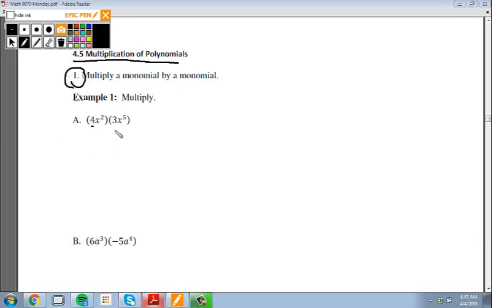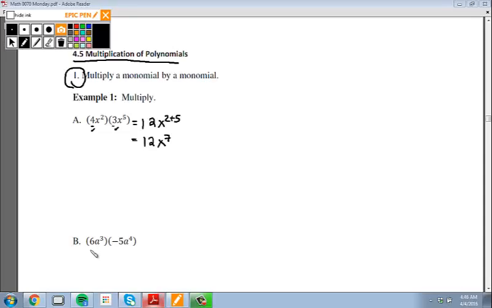So multiply. We did this sort of in earlier parts of chapter 4, but we have 4x squared times 3x to the 5th. So we have to multiply the 4 times the 3 to get 12. And then remember, our exponent rules say that for multiplying like this, we need to multiply the 4 and the 3 and then add the exponents for the x's. So we have 12x to the 7. Simple as that.